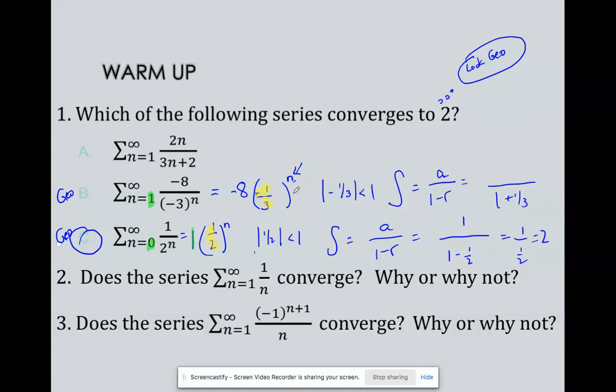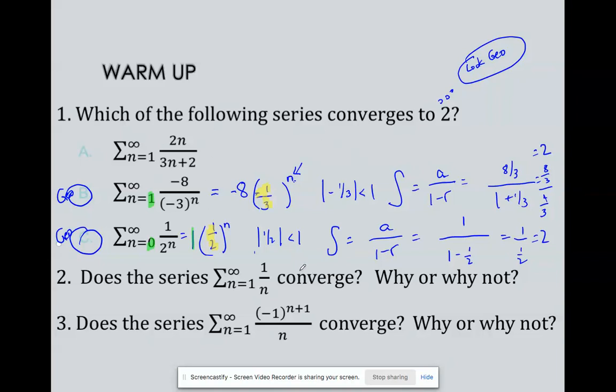So that's negative 1/3 times negative 8, which is positive 8/3. So you have positive 8/3 divided by 1 plus 3/3, which is 4/3, which is 8/3 multiplied times 3/4, which is also 2. So B is a series that converges to 2 as well.